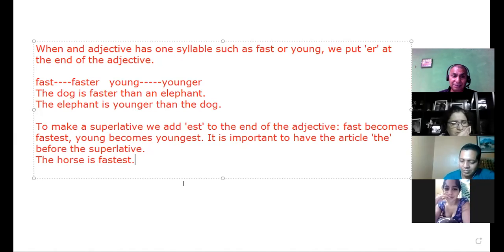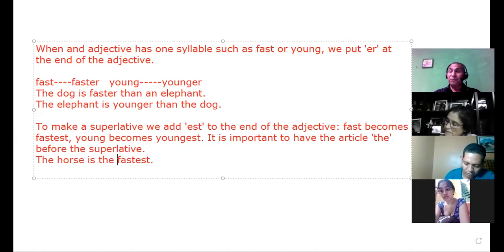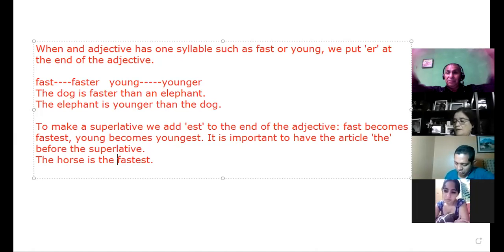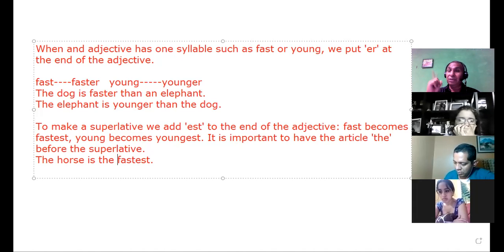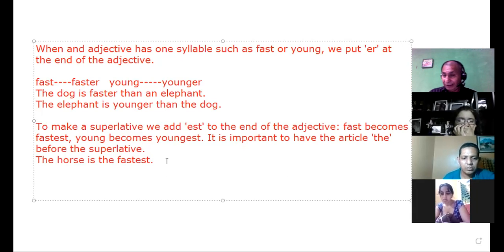What do you think, Oscar? Is it okay like that? No, there is a mistake. We have to put the word the before fastest. Yes, we have to put the article the before the superlative. So the horse is the fastest. Remember, in this case, we are comparing the horse against the other two animals, which are the dog and the elephant. In order for us to say that, it means that it's the only one. There's no more. That's the reason why when you say the king, there's no other king. It's only one king. So in this case, it's only one that is the fastest of all the three. So the horse is the fastest. Remember, don't forget the article the when you're making superlative sentences.